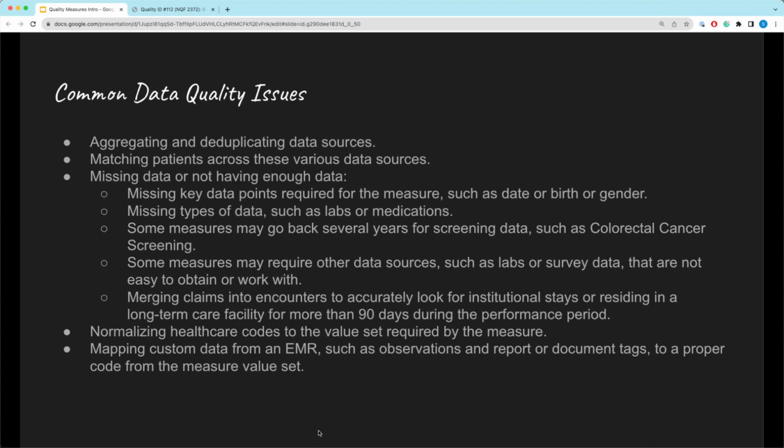Normalizing healthcare codes to the value set required by the measure. So you may be working with data from an EMR where codes are documented as SNOMED, and in the actual quality measure definition itself, those value sets may be ICD-10s and NDCs. And then finally, mapping custom data from an EMR. So again, like observations and report or document tags, we may be documenting mammograms as an observation or as a screening, and that has to be tied to an actual code so that it can be found when you run this calculation. So mapping those to a code from the value set can be difficult as well.